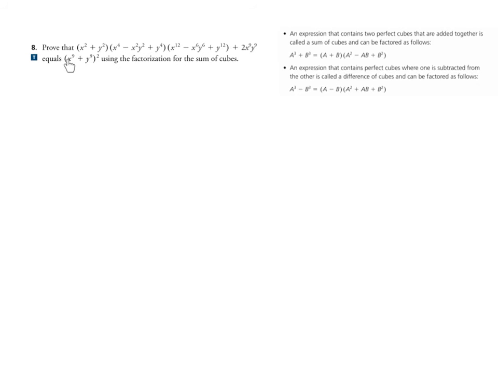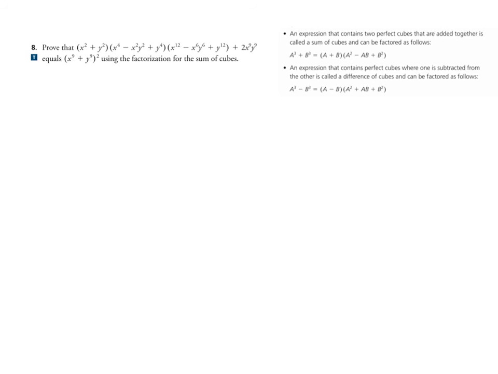All right, this one doesn't look very fun. You need to prove that this big thing is equal to this small thing using the factorization for the sum of cubes. All right, let's see what I can figure out here. I see that this is x squared plus y squared times x to the 4 minus x squared y squared plus y to the 4. Well, that is just the sum of cubes if the first one is x squared and the second one's y squared, right? So this is like our x squared plus y squared times x squared squared, which is x to the 4, minus x squared y squared plus y squared squared.